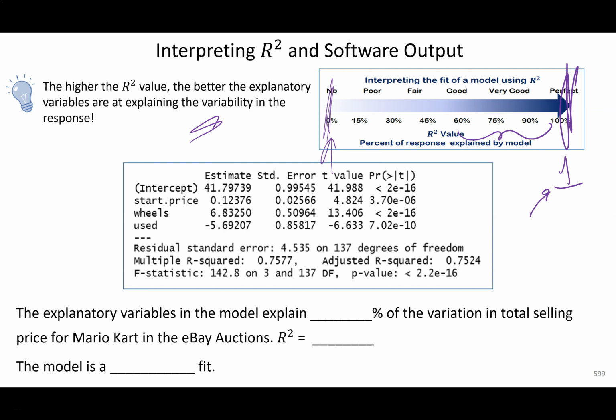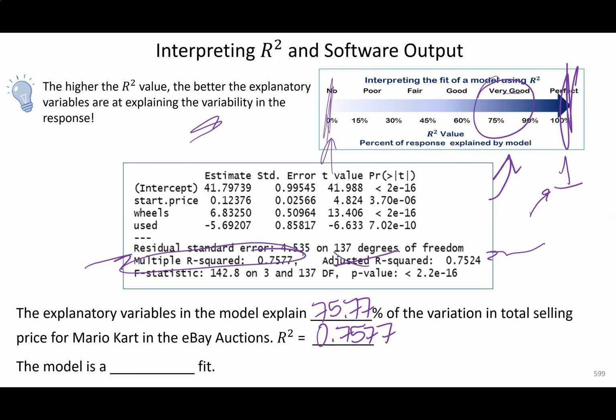We're going to take, for starters here, our multiple R-squared, and we'll talk about what adjusted R-squared is later. We will use this later, just not yet. So, based on our multiple R-squared, the explanatory variables in the model explain 75.77% of the variation in the total selling price for the Mario Kart on eBay auctions. So our R-squared is 0.7577. And based on that, it looks like it's a very good fit.